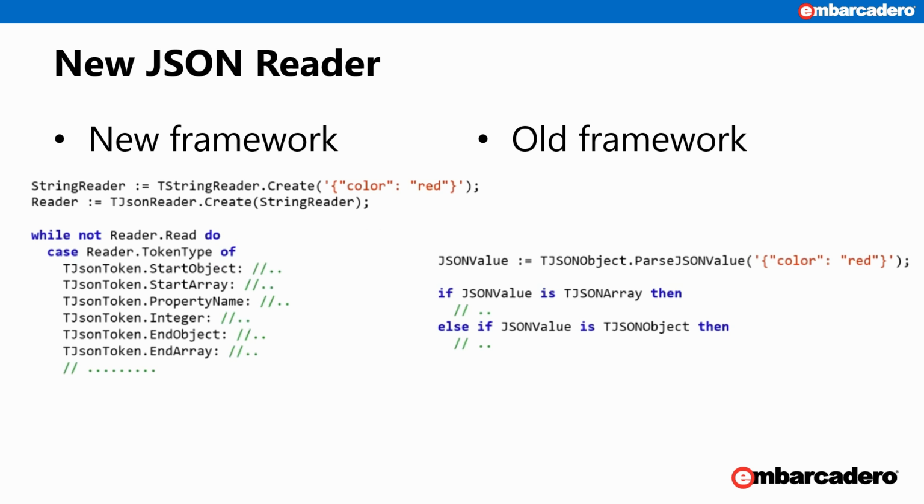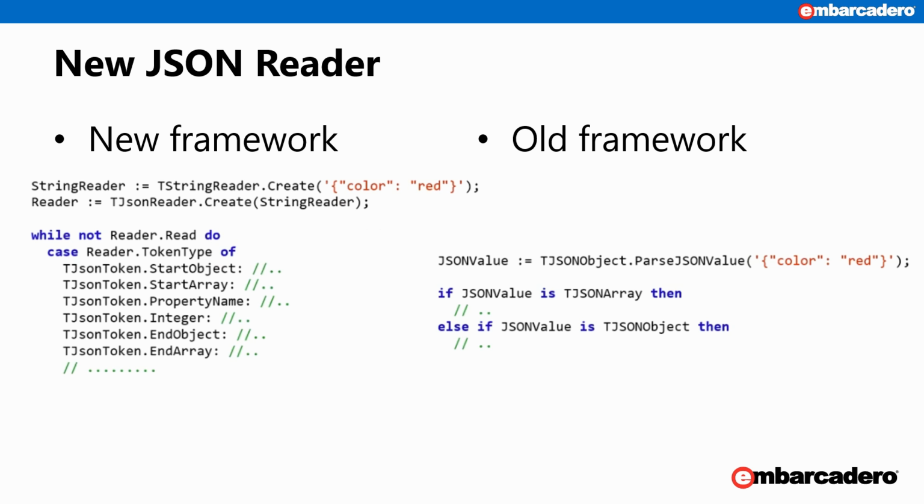You can pass a string, an array of bytes, or a stream to this method, and it would then return a TJSONValue. The TJSONValue is an ancestor of all the different simple and complex JSON types. So in your code you would typically check which descendant or specialized type it is, and then perform processing depending on what you have got from a parse JSON value.